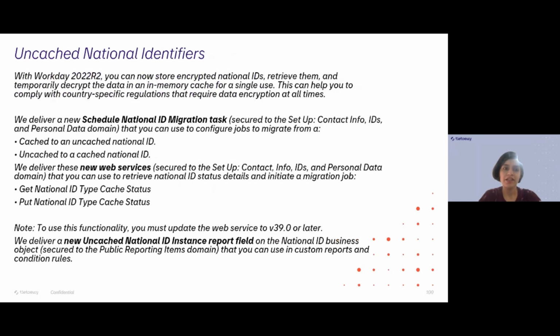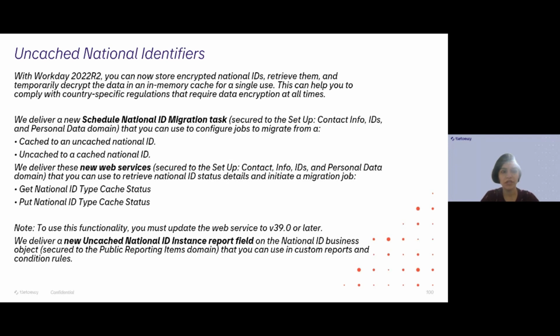Then the uncached national identifiers feature, which is again in compliance with some of the country-specific regulations where they want to keep some data encrypted at all times, national ID being one of them. So now what we can do is store the encrypted national ID, retrieve it, temporarily decrypt the data in in-cache memory, and then utilize this particular national ID value.